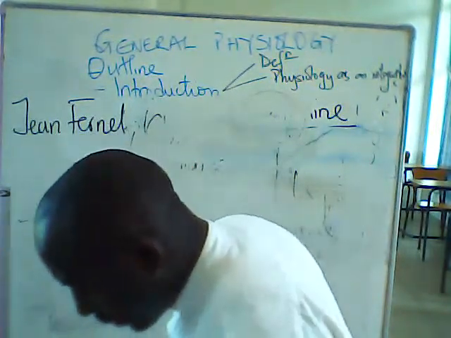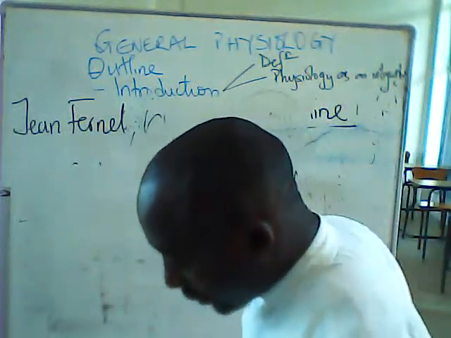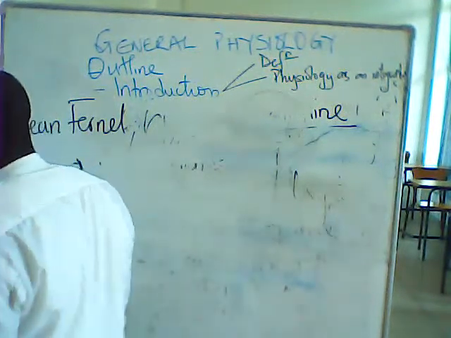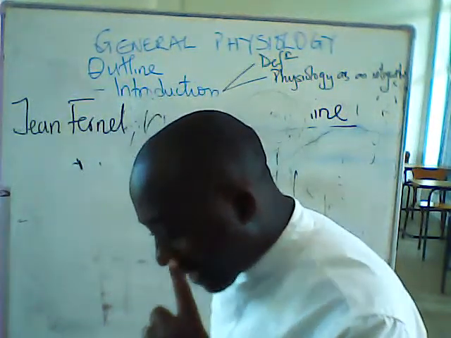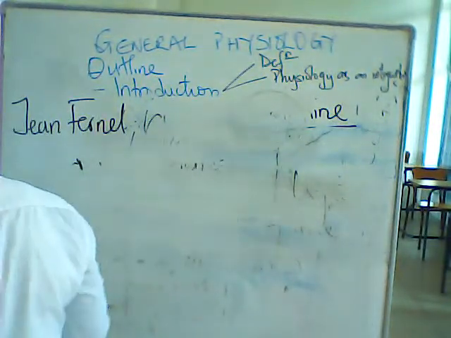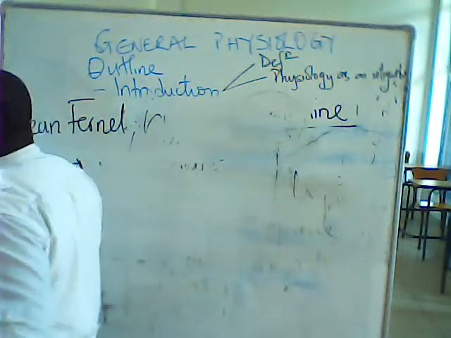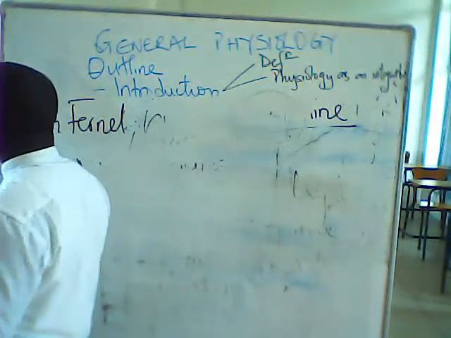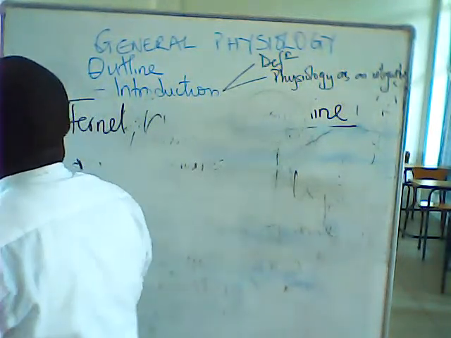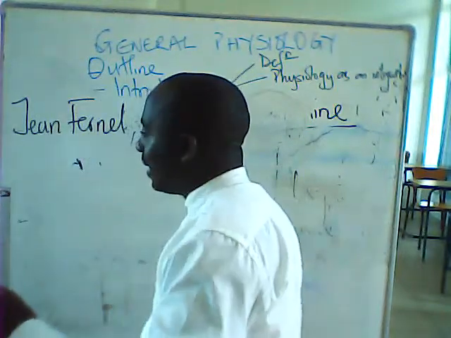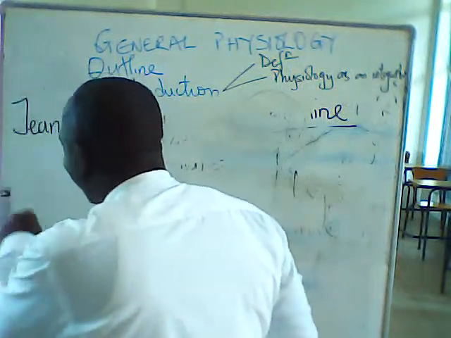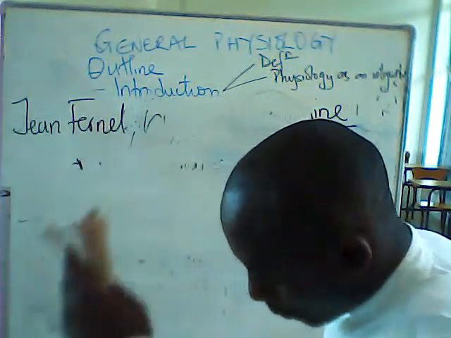So Jean Fernel is a French physician who introduced the term physiology, from Ancient Greek meaning the study of nature. According to this source, they ascribe the term physiology to Jean Fernel. But other authors also ascribe the origin of the term physiology to Aristotle. The intersection is that they're talking about the same thing: the study of the knowledge of nature.